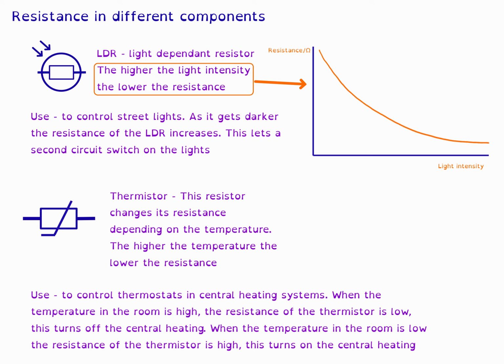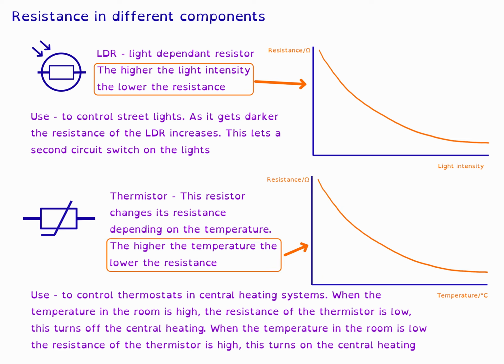When the temperature in the room is high, the resistance of the thermistor is low, and this turns off the central heating. When the temperature in the room is low, the resistance of the thermistor is high, and this turns on the central heating. The graph shows you how the resistance changes with the temperature of a thermistor.